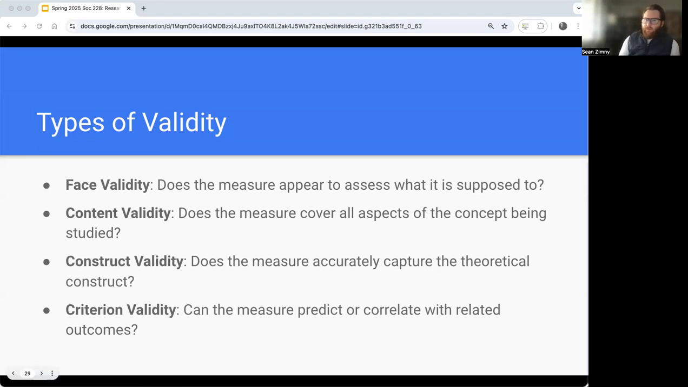So maybe it's combining quantitative and qualitative data and measures and methods in a study. Maybe it's engaging multiple researchers for more diverse perspectives, collecting data from different contexts, times, and populations using the same tool. So all triangulation means is, think about it as coming at it from multiple angles.